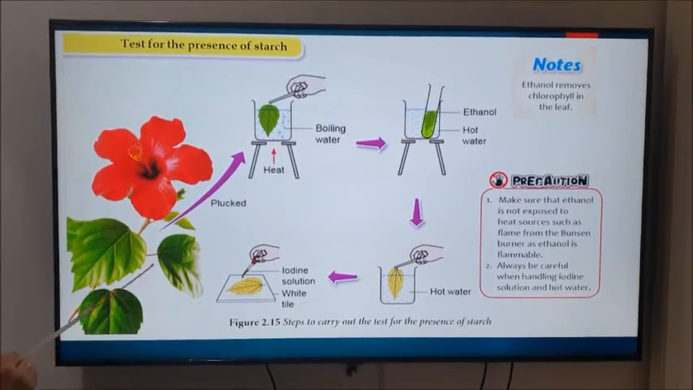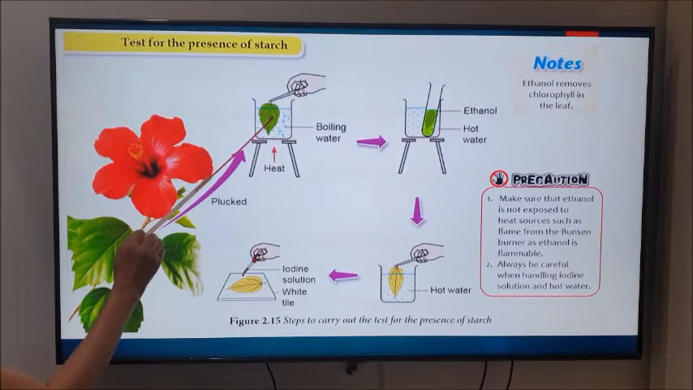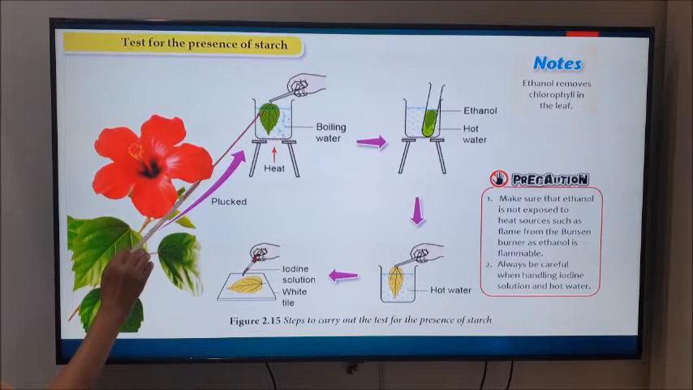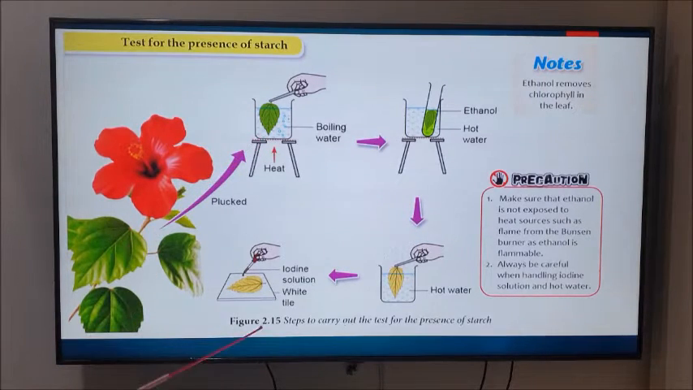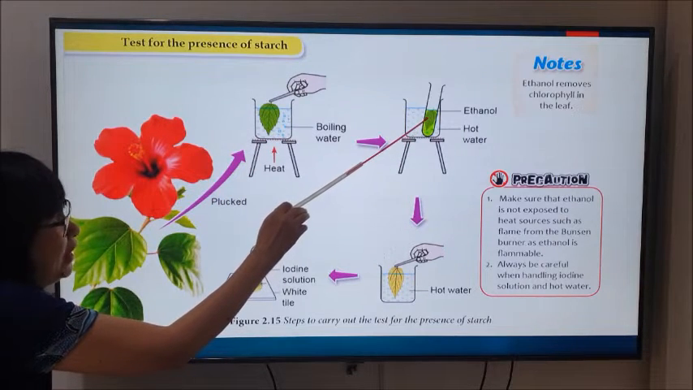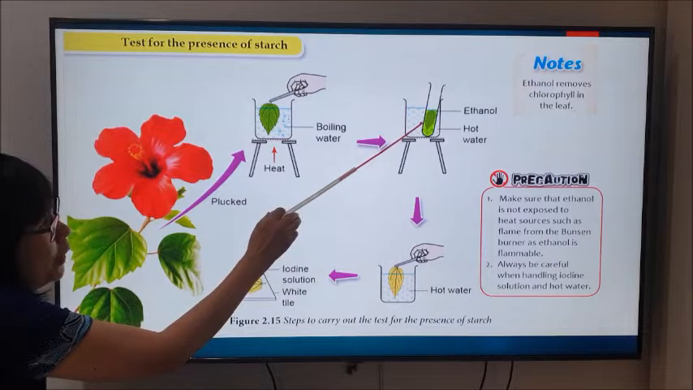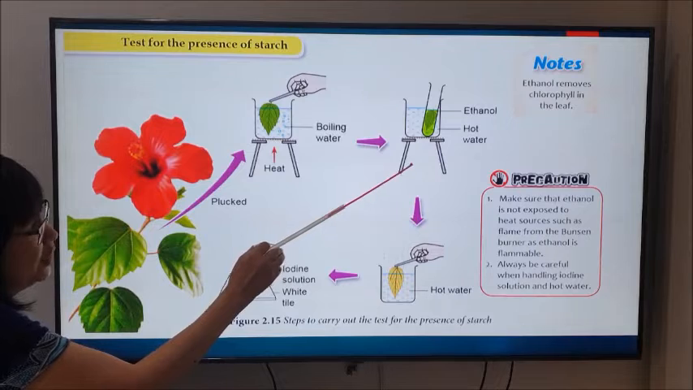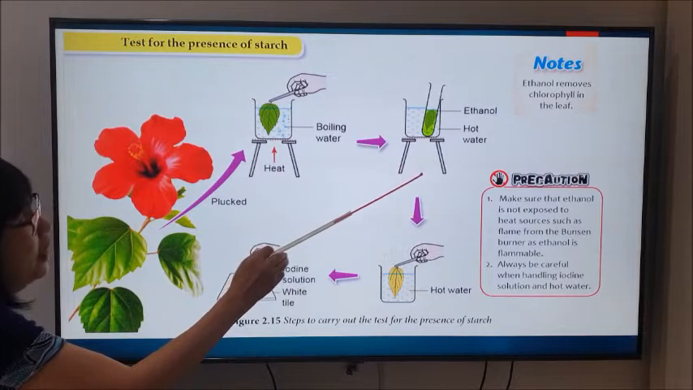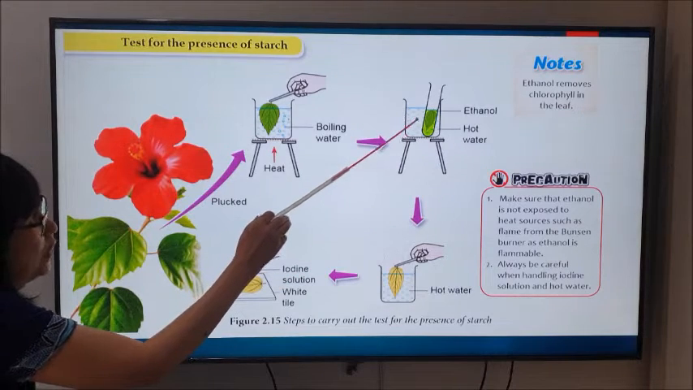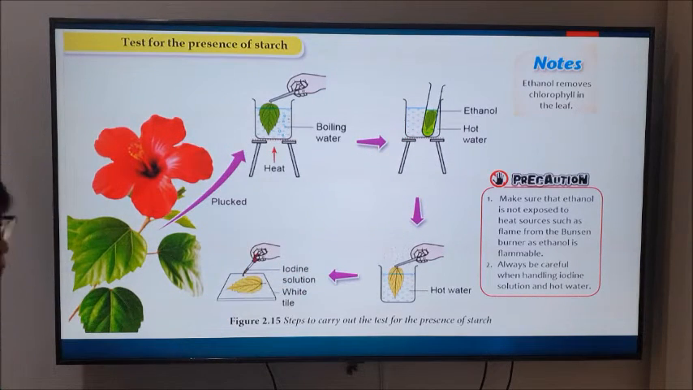First of all, pluck a leaf from a plant and dip inside hot boiling water. Dip for a few minutes. This process is to break the cell wall of the leaf. Next, remove the leaf and place inside a boiling tube containing ethanol. Now, make sure that ethanol is not exposed to heat source such as flame from the Bunsen burner, because ethanol is highly flammable. We just use hot water to heat up the ethanol.